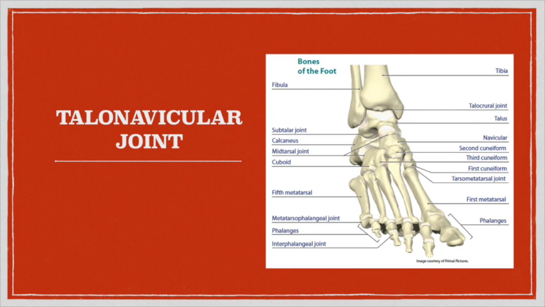The talonavicular joint is supported by the spring, the deltoid, the bifurcate, and the dorsal talonavicular ligaments. This joint works together with the subtalar in pronation and supination. During pronation, the head of the talus drops plantarward and medially, resulting in a pliable foot and decreased medial longitudinal arc. During supination, the opposite occurs, resulting in a structurally stable foot and an increased medial longitudinal arc.